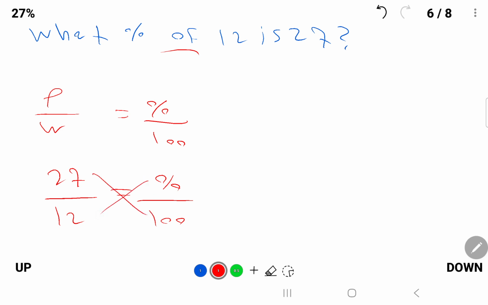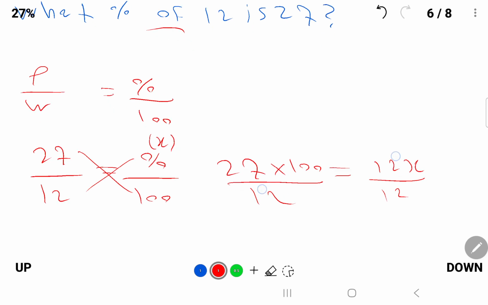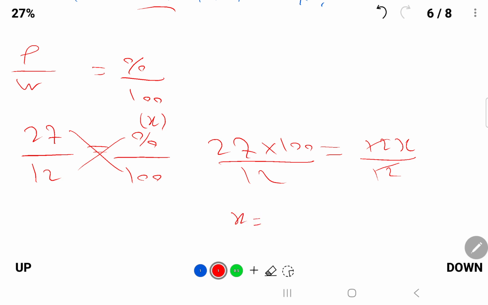Now cross multiply: 27 times 100 equal 12x. Now we divide both sides by 12 here and 12 here. Now cancel 12 and 12, so x is equal 27 times 100 over 12. So the final answer is 225.